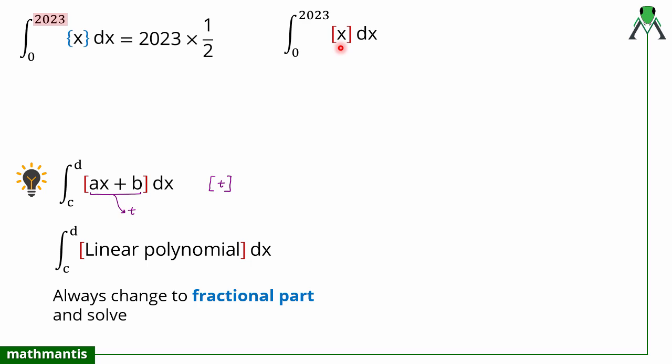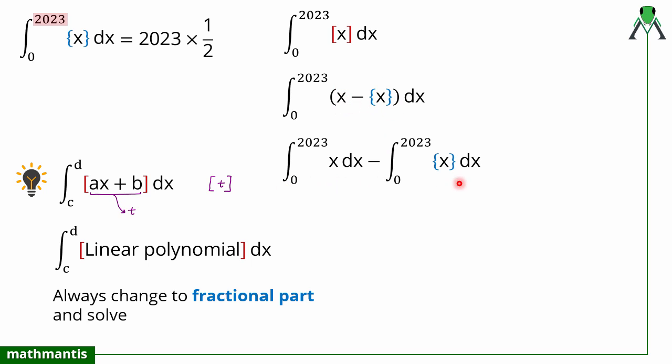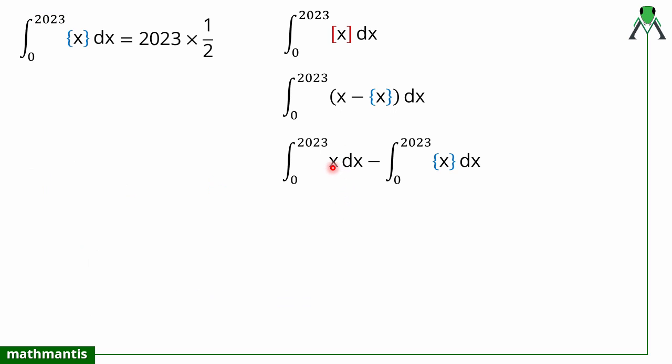So now to evaluate this integral, I will use the property of greatest integer. I can write it as x minus fractional part of x, which we already know: we can write the greatest integer in terms of fractional part like this. So now I will break it into two parts. I will separate x and fractional part x, and make two separate integrals. And now this integral value we already know, this is 2023 multiplied by half. Now we will evaluate this other value.